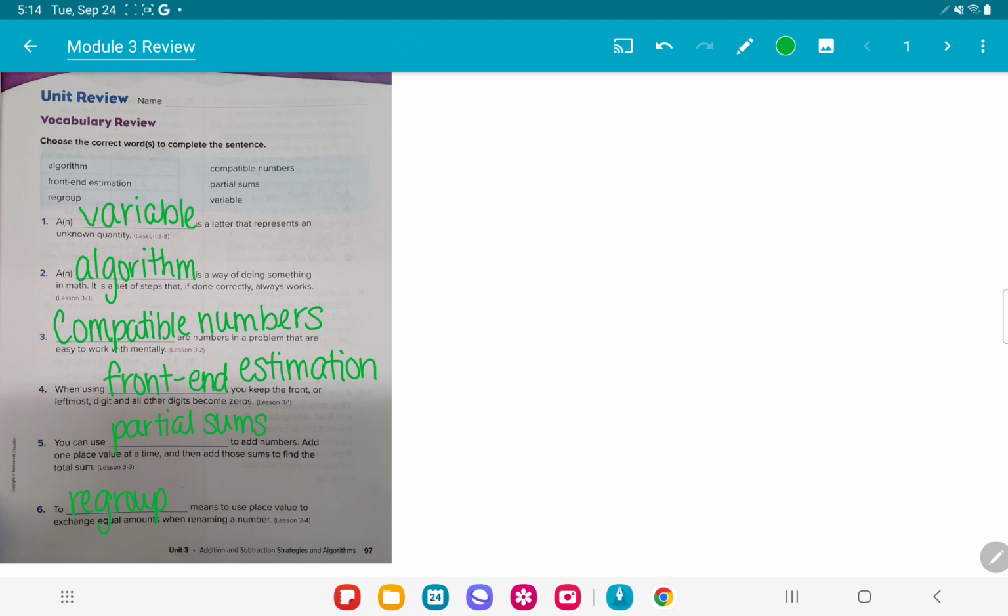Remember, you can pause this video or you can rewind to go back and look and correct any mistakes that you've made. This is for you to use to help you. This is your checkpoint to let yourself know, hey, I need to go back and practice this.